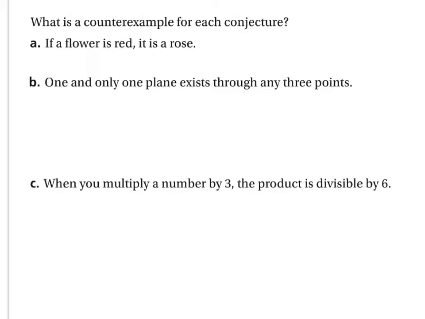All right, so trying to come up with counterexamples here. The first one says that if a flower is red, it is a rose. So we're starting out with a red flower, and we're definitely saying it's a rose. What are other flowers? You could have a red daisy. You could have red tulips. You could not have spray paint. You could have poinsettias. Absolutely. Oh yeah. Okay. Yeah, there are lots of red flowers out there, and they're not all roses.